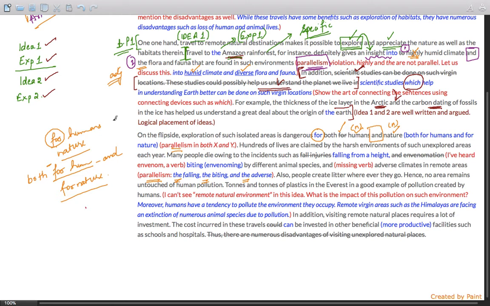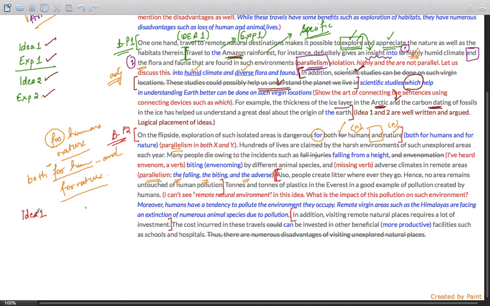This is body paragraph 2, which should discuss the disadvantages. Now the student here has written 3 ideas. Idea 1 is over here, begins from here to here. Idea 2 begins from here, and this is idea 2, and idea 3 in addition. Now there are certain issues in this paragraph. Number 1, let us proceed one by one.